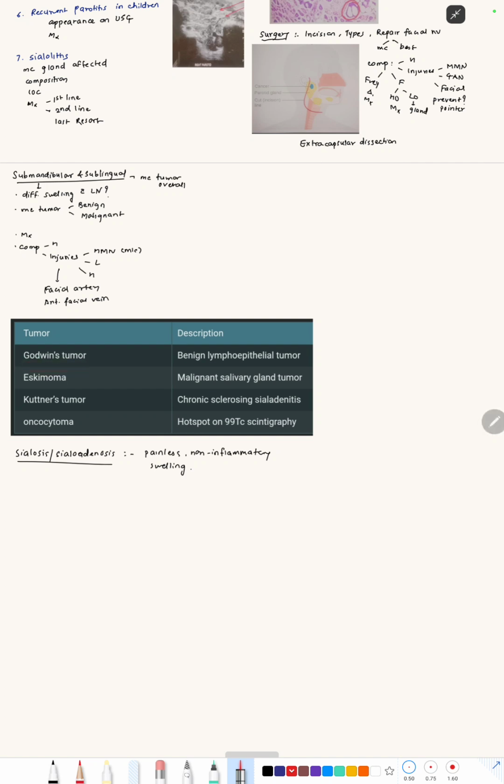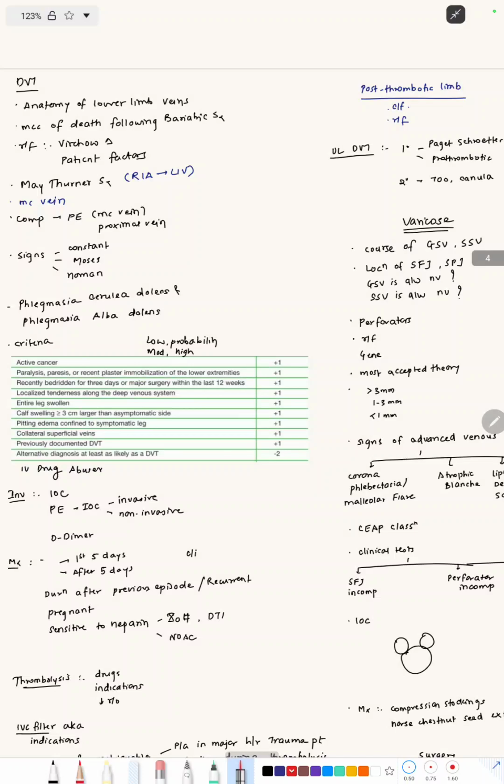Warthin's tumor. Warthin's tumor is the benign lymphoepithelial tumor. Eschimoma is a malignant tumor. Kuttner's tumor is chronic sialadenitis and oncocytoma. Oncocytoma is rich in mitochondria. It shows hotspot on 99 technetium scintigraphy. Then there is something called sialosis or sialadenosis, which means a painless bilateral non-inflammatory swelling. That is called sialadenosis or sialosis. Then, so this is all about the maxillofacial surgery.